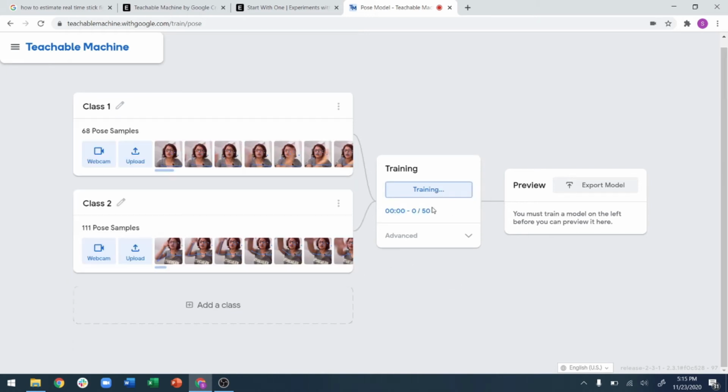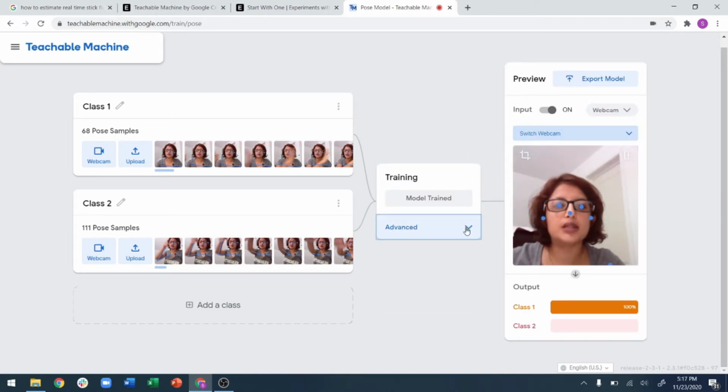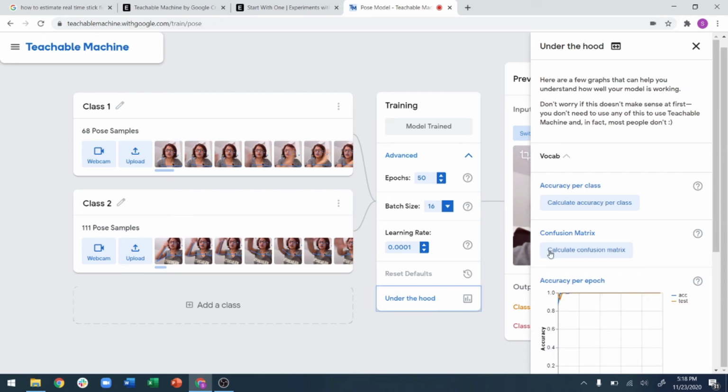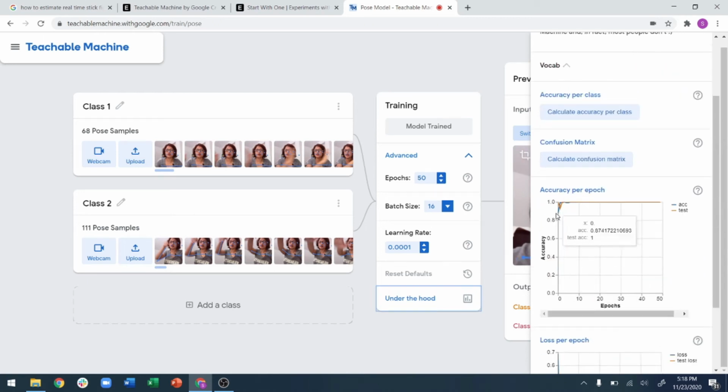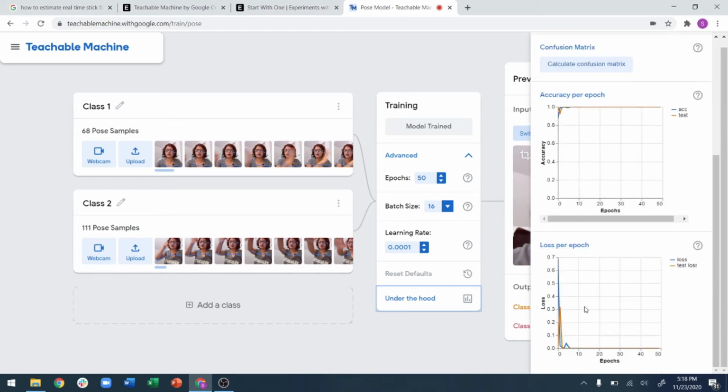And now let me say, train my model. All right, so I wanted to show you what this training model actually did. If I open the advanced version, now I can actually see under the hood how many epochs it ran, and how the training and the test accuracies changed, how the loss functions varied over the 50 epochs. And here you could have actually even changed the learning rate, the batch size, and of course the number of epochs.